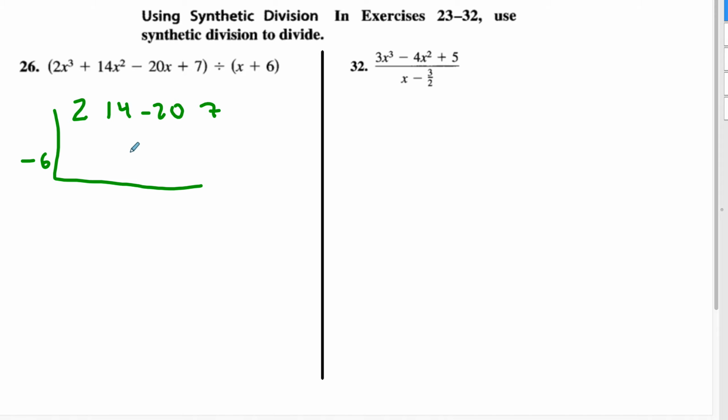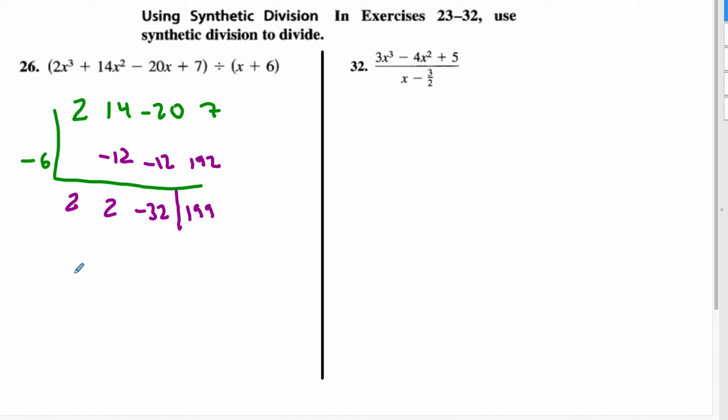So we bring the 2 down, and then we multiply. 2 times negative 6 is negative 12, then we add. 2 times negative 6, this is kind of repetitive, isn't it, is negative 12. Then we add. Now negative 20 plus negative 12, that's negative 32. Ooh, fun. Now it looks like we're going to get a remainder, right? Because these first 3 are going to be this, and then the last term is always the remainder. So negative 6 times negative 32 is positive 192. And then we add, so it's 199.